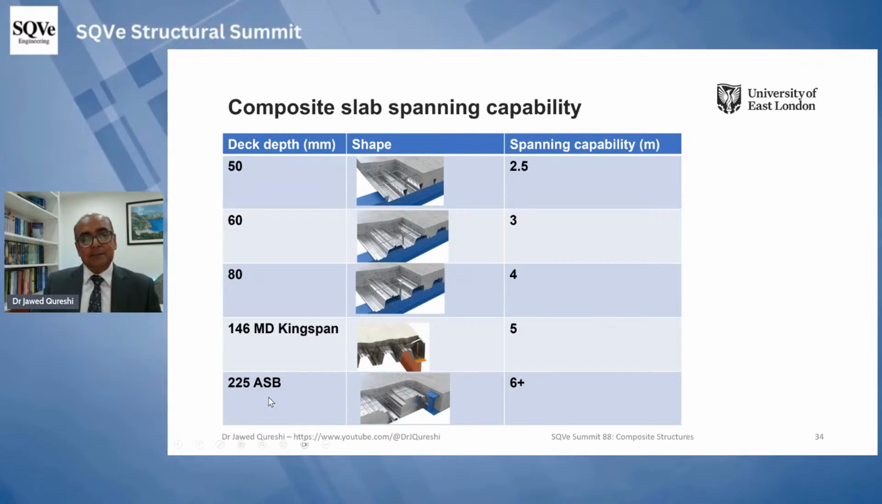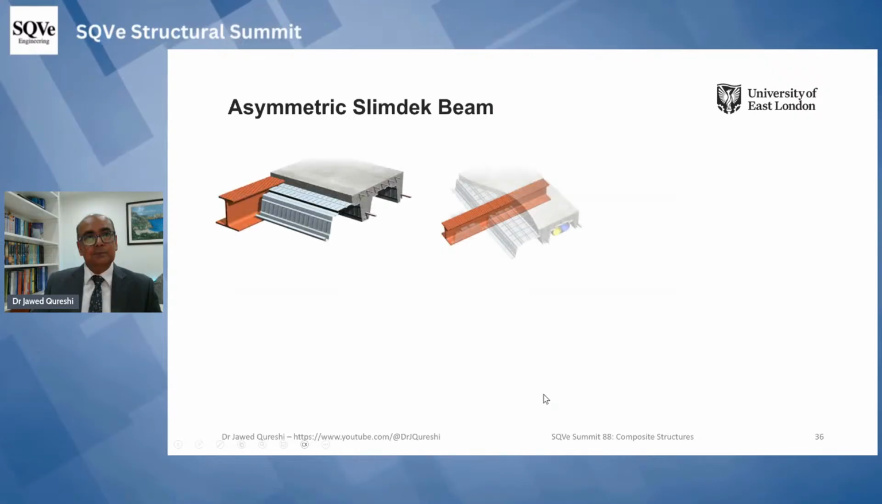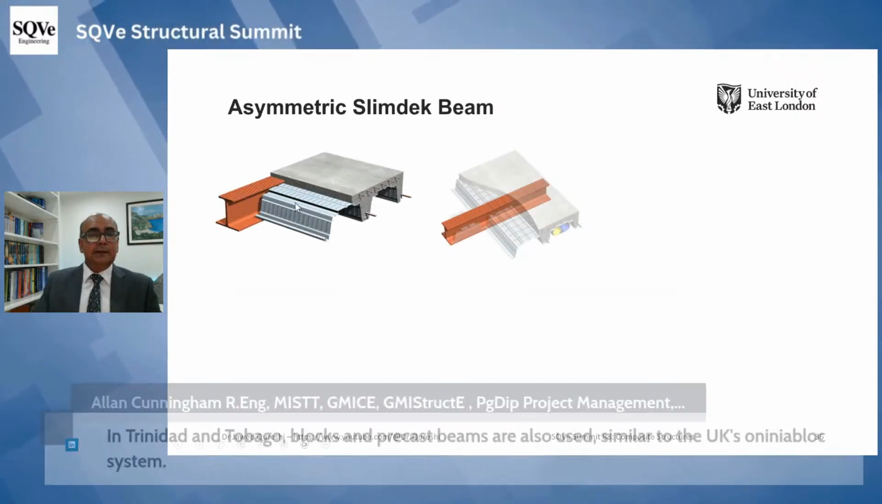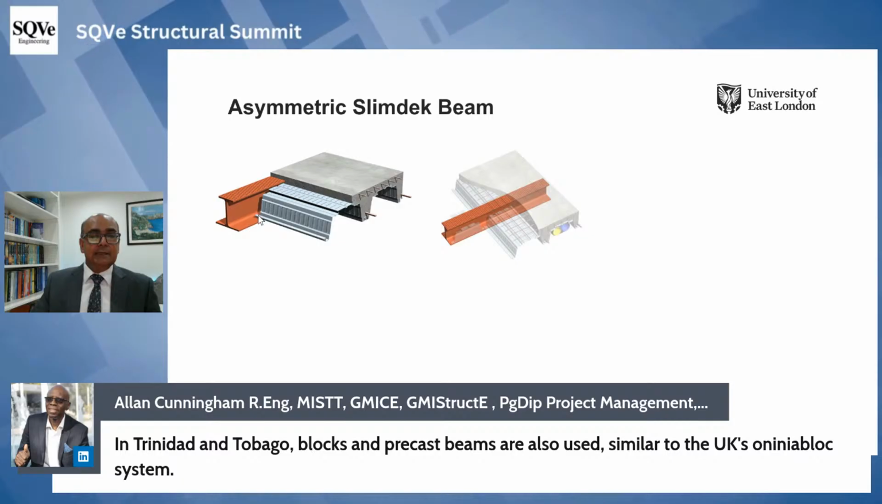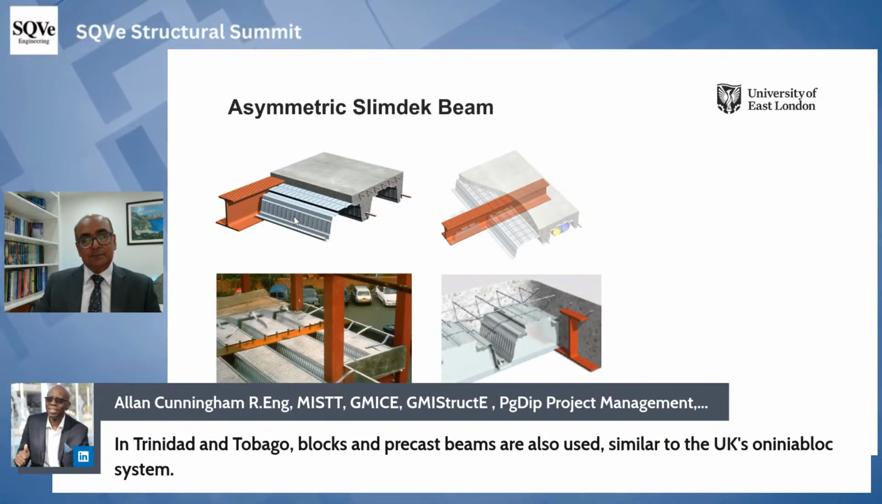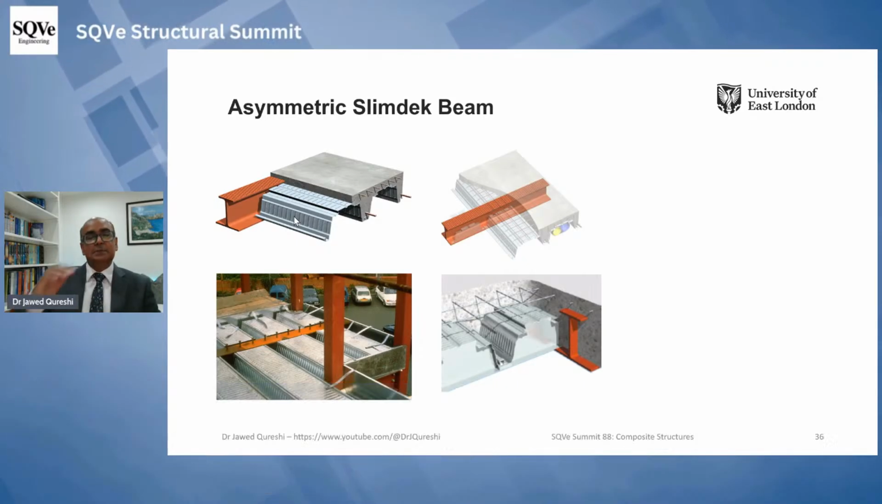And ASB is the slim floor deck, where you can see that the decking is inside the bottom flange of the beam. It is 6 meter plus. What is asymmetric slim deck beam? Here, the decking rests on the bottom flange, and then we pour concrete and then we do everything else. The purpose of this type of system is to reduce the depth of the section.